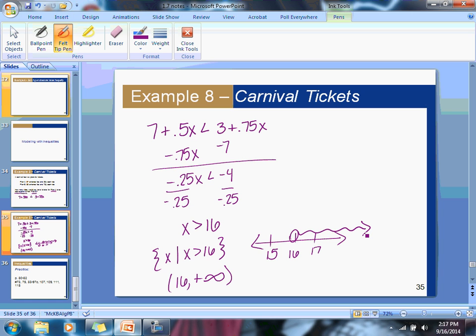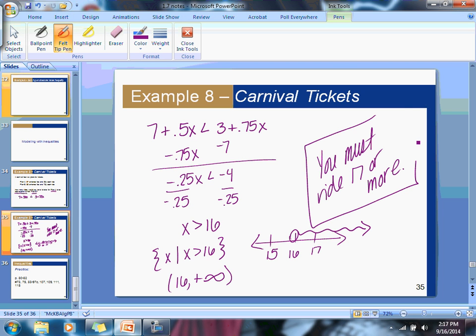So really, the 16th ride is where the values will be equal to each other. So I would have to ride 17 rides in order for plan A to be more cost effective than plan B. I would have to ride 17 or more rides. So make sure when you're doing these word problems that you're interpreting your answer appropriately, especially with these inequalities. When you have just greater than or just less than, it means something different than if you have greater than or equal to or less than or equal to.